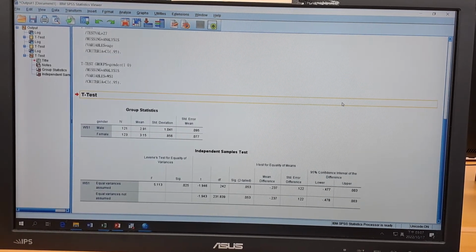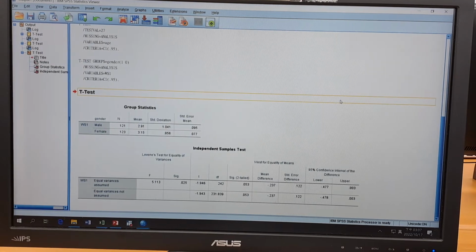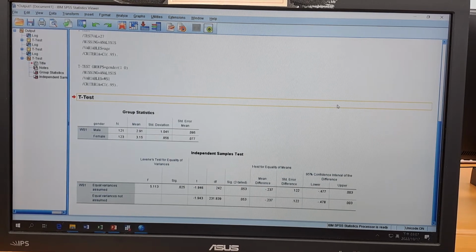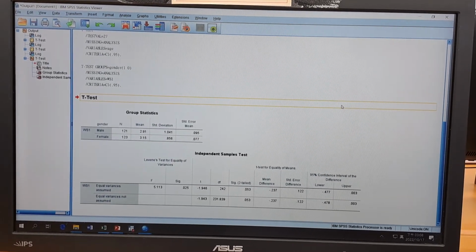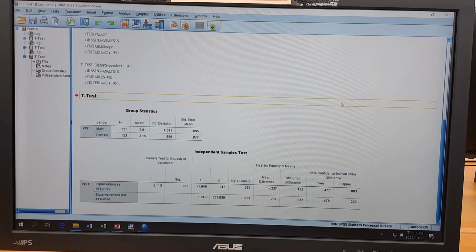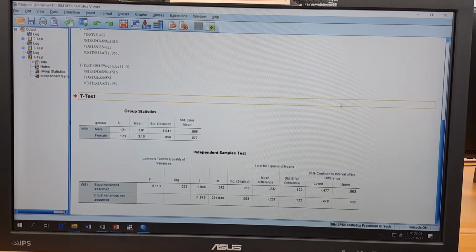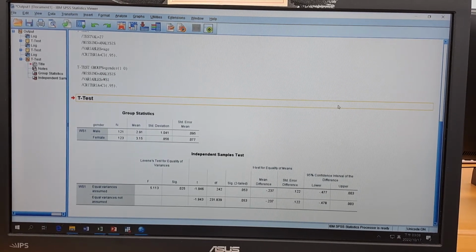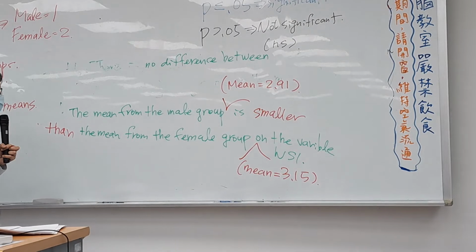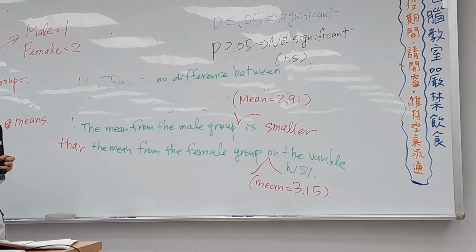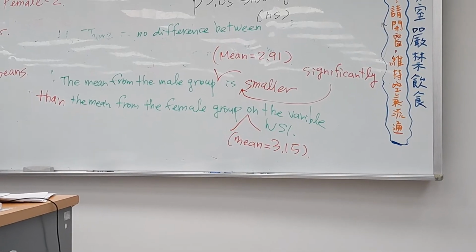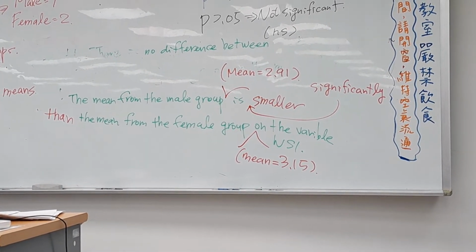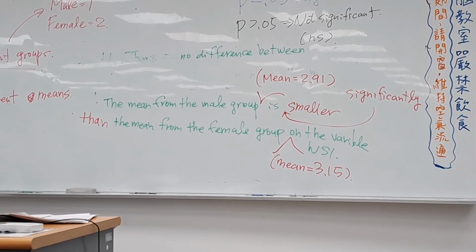The mean from the male group, put the mean number. We need to tell other people the mean number. Mean is 2.91. Is not the same. Is greater. Some of you may use the word large, but the professional word is called significantly. Let's see that again. The mean from the male group, mean score 2.91, is significantly.